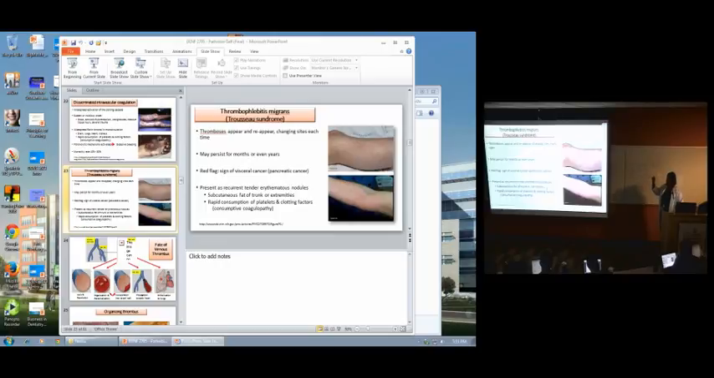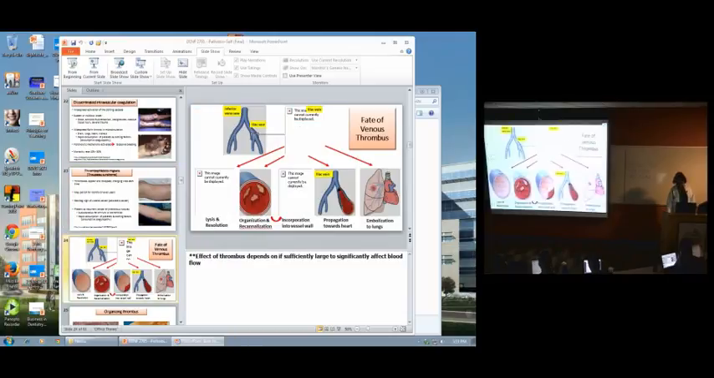The important thing I want to stress is that when you see this, it's an indication that the person might have some form of underlying malignancy, particularly pancreatic cancer. Okay, so again, you have rapid consumption of platelets and clotting factors here.